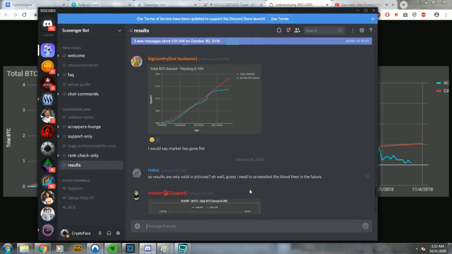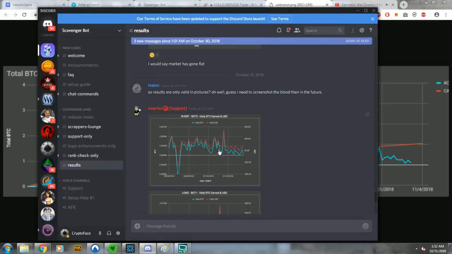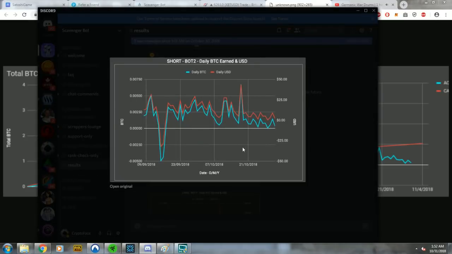For those of you that are asking, Ethereum is coming. Right now, it's only Bitcoin. We have to be very particular with Ethereum because it's much more volatile.